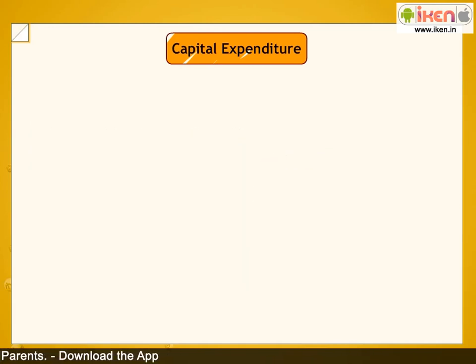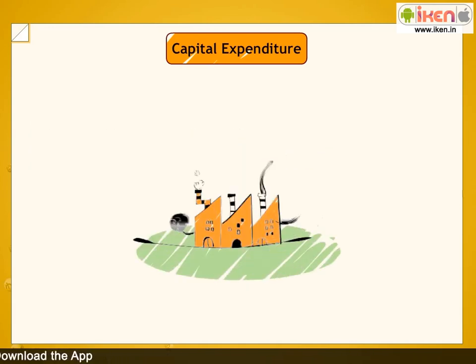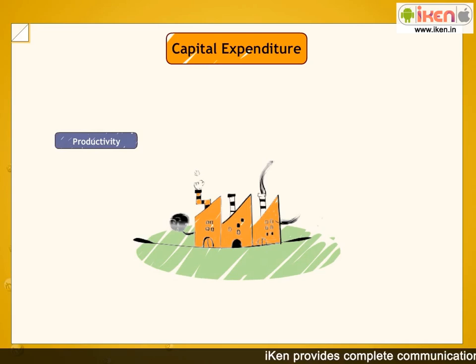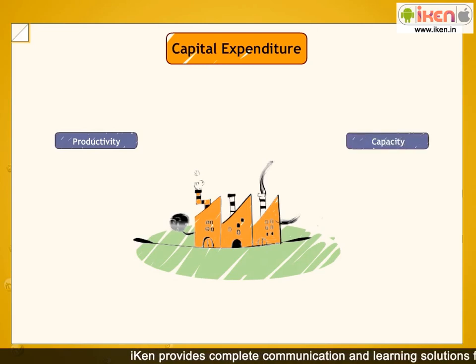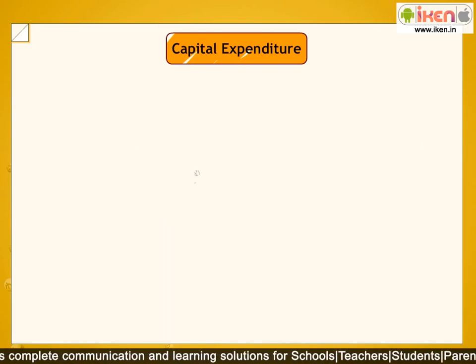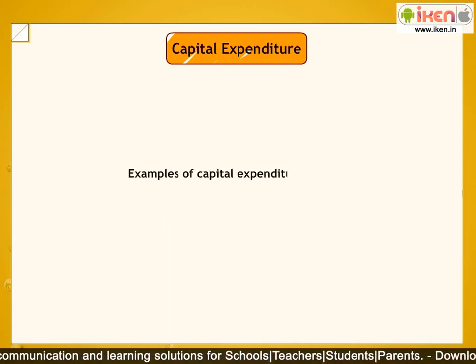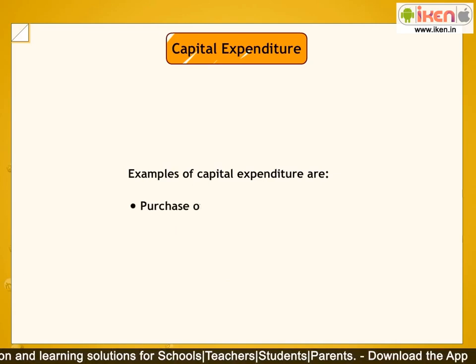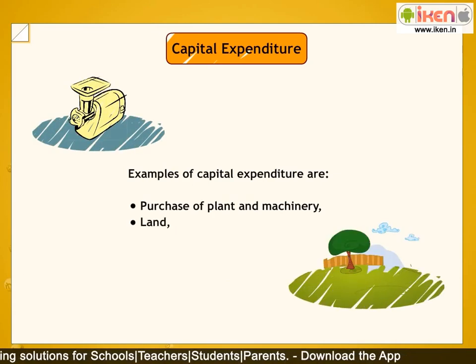Although an expense, the benefits of capital expenditure are enjoyed by a firm beyond a taxable year. This may lead to increase in productivity of an asset, or to increase the earning capacity of a firm, or to decrease working expenditure. Examples of capital expenditure are purchase of plant and machinery, land, and such other fixed assets.